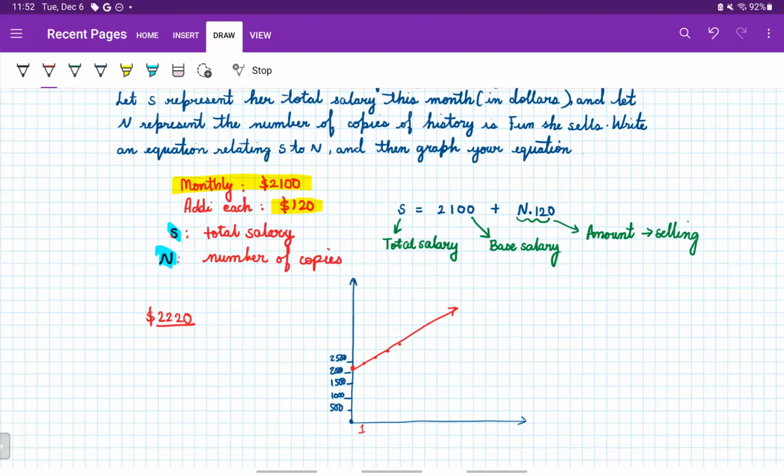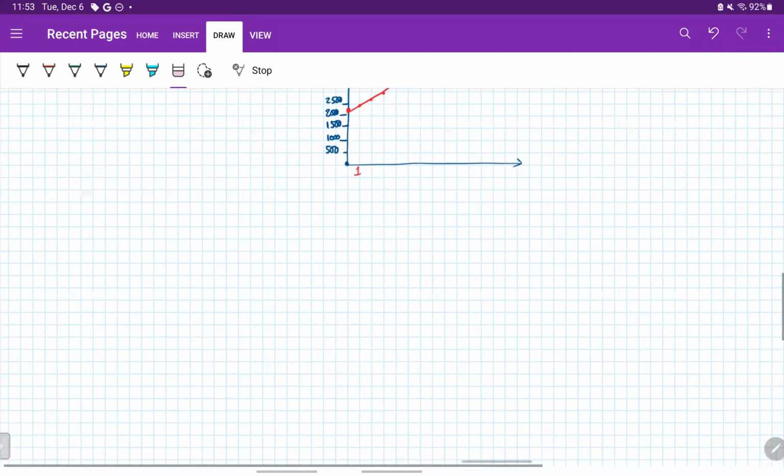So if she sells 5 copies the previous month and 6 copies this month, the difference between what she got before and now would be $120 in addition. So she would get $120 more this month because she sold 1 extra copy compared to last month. Okay, we have one last question here.